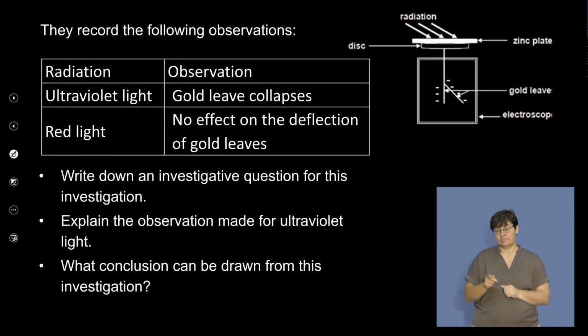So here we go. There's the radiation, there's the zinc plate. We have our disc, we have the gold leaf, and then we shine light on it. What they see is that with the ultraviolet, the gold leaf collapses. With the red light, there's no effect on the deflection of the gold leaves, so they stay where they are. Now we've got a couple of questions. Write down an investigative question, very important. Explain the observation and what conclusion can be drawn.